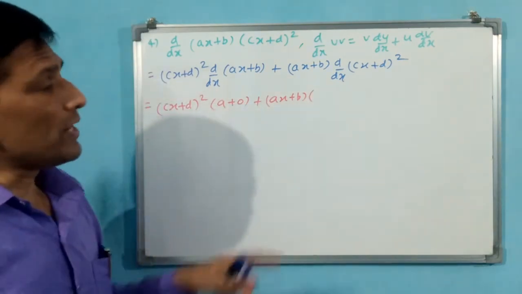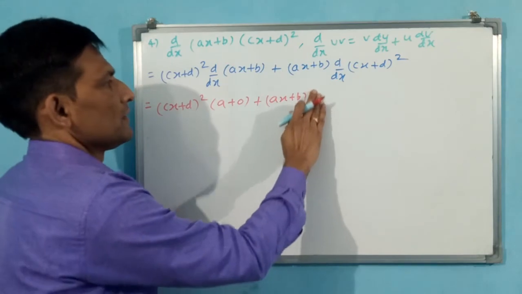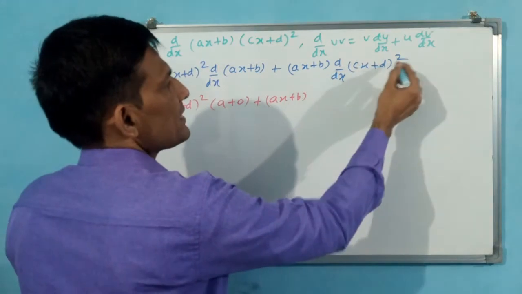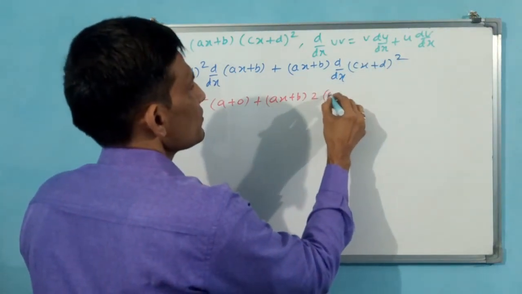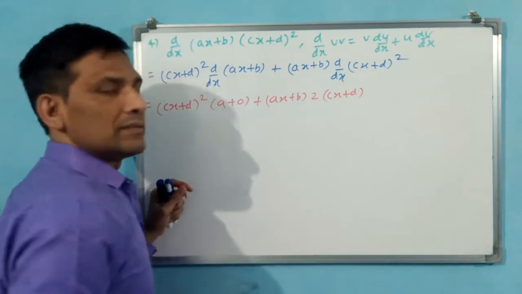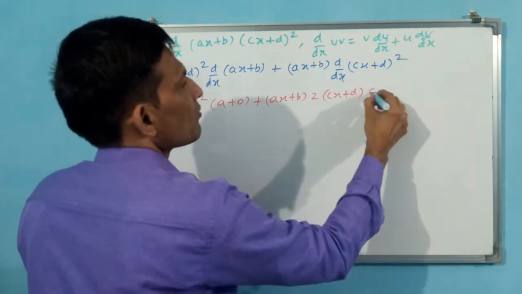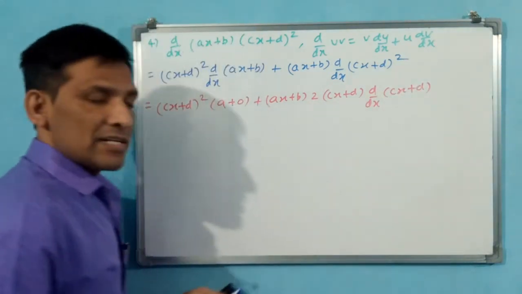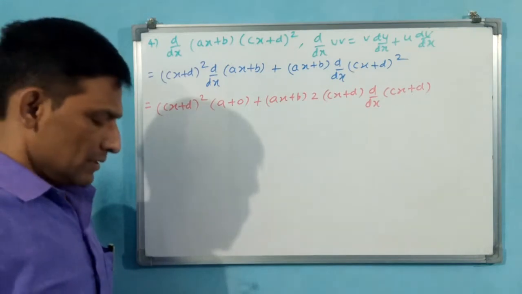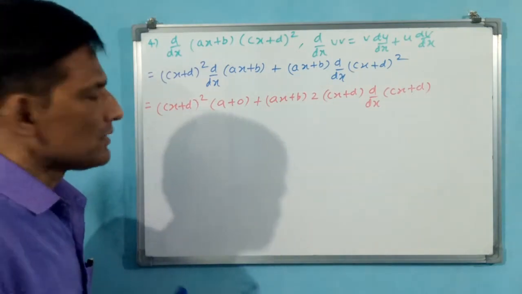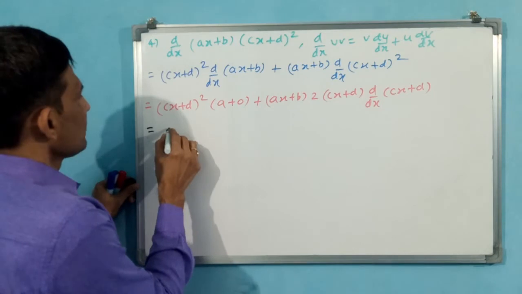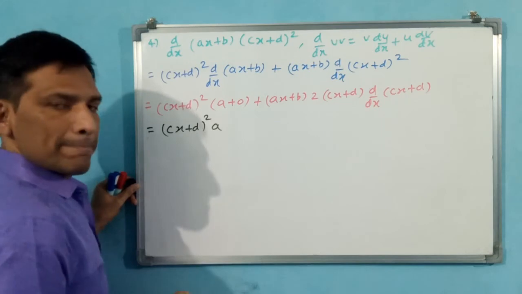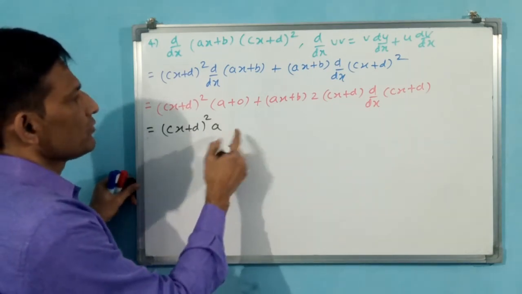You see here, carefully you write first. D by dx x square is 2x. First you take this entire thing as x. 2x means 2 into cx plus d. Again d by dx cx plus d you have to write, because x is not disturbed here. X has to be disturbed until then you have to do. Write down this. Cx plus d whole square into a. Okay. A into cx plus d whole square.